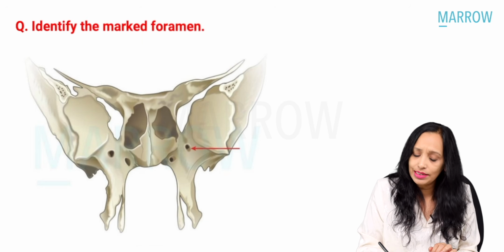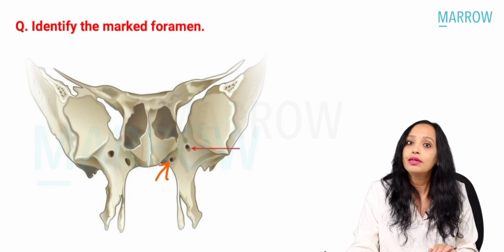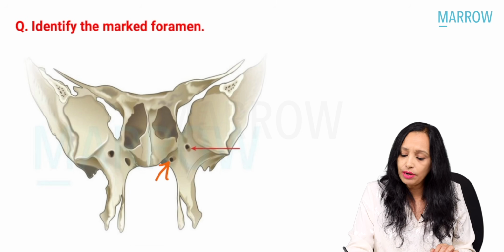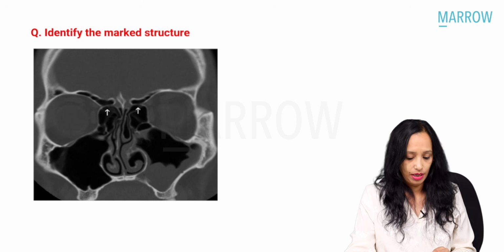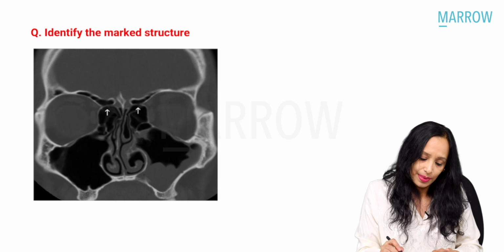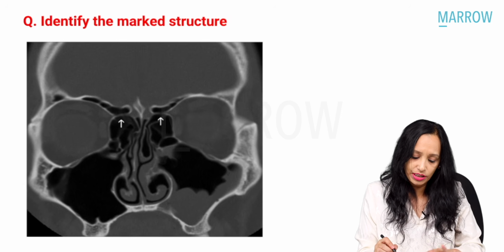Which foramen is this? Yes, this is the foramen rotundum, and which foramen is this? The pterygoid foramen or the Vidian canal, Vidian foramen. Now again, identify the marked structure. What is the marked structure?